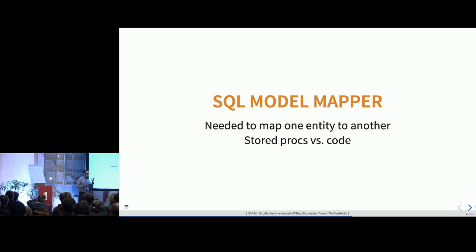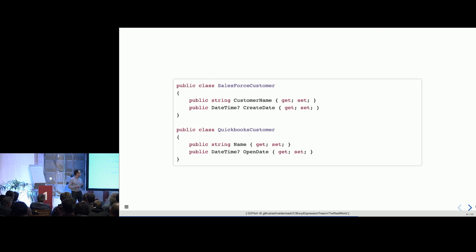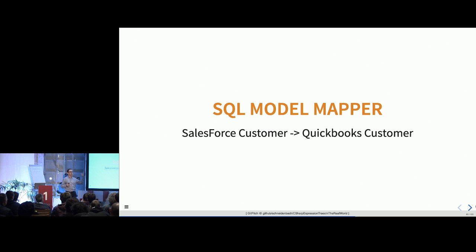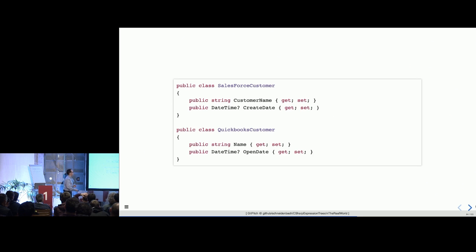Essentially, when we have something like a Salesforce customer and a QuickBooks customer, we want to map those things together. We want to take a customer from Salesforce and map it to one in QuickBooks in order to do our integration magic and then send that customer all the way up to QuickBooks. So we'd end up with models that look like this, right? Salesforce customer has property names that are kind of the same, like create date and open date, which mean the same thing. That's the meaningful mapping that we wanted to generate.